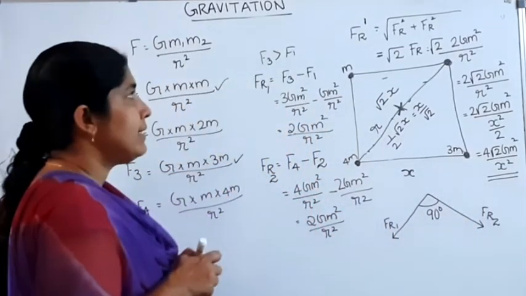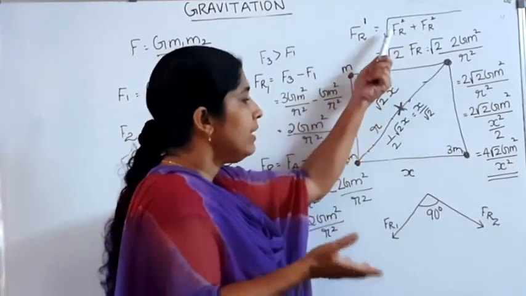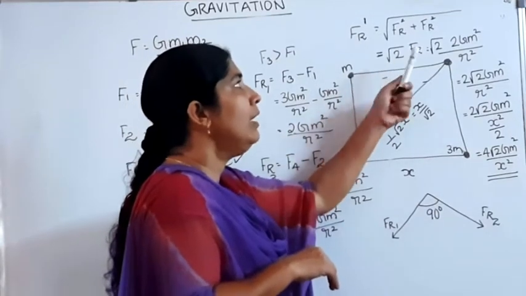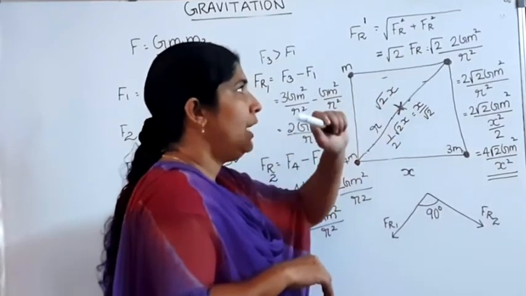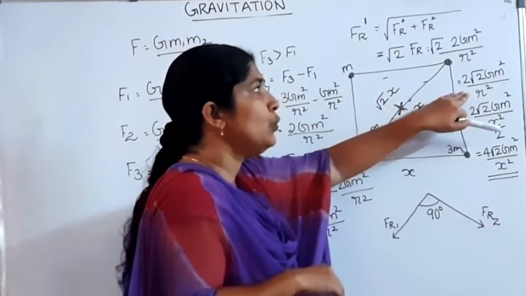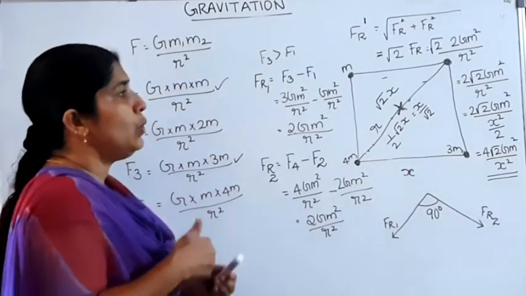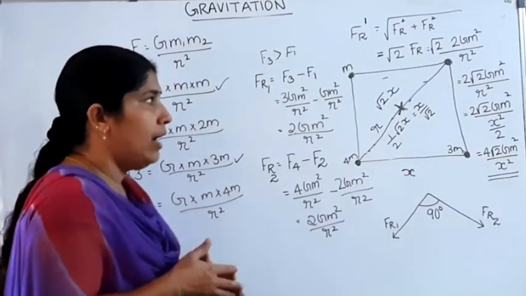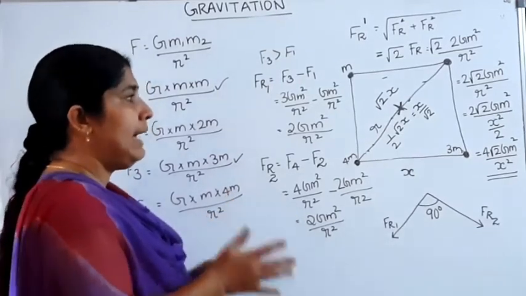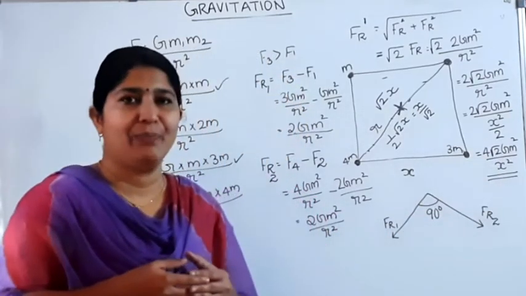So the resultant force is equal to root of Fr1 square plus Fr2 square. Here Fr1 and Fr2 are equal, so we can write root 2 Fr. Then substitute the value of Fr, and we get the answer: 2 root 2 Gm square by r square. Now we want to substitute the value of r. R is equal to x by root 2. Then our final answer is 4 root 2 Gm square divided by x square.